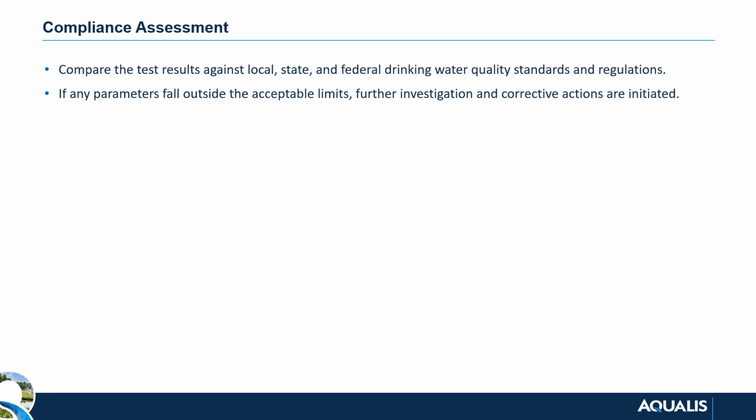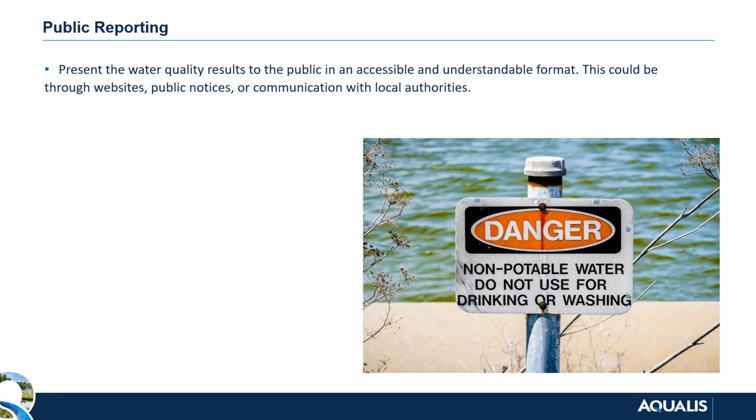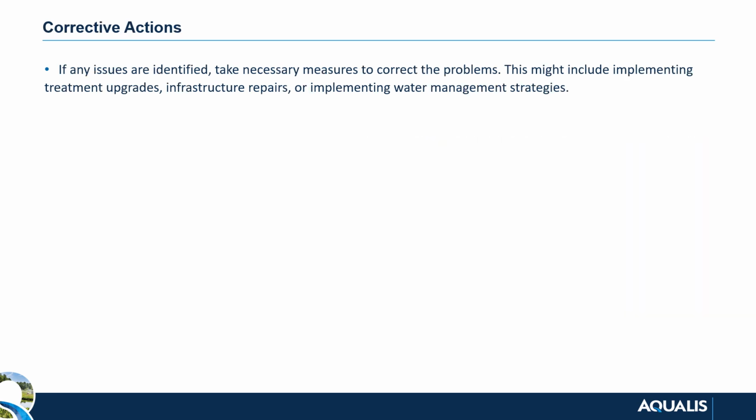Compliance assessment. Compare the test results against local, state, and federal drinking water quality standards and regulations. If any parameters fall outside the acceptable limits, further investigation and corrective action are initiated. Public reporting. Present the water quality results to the public in an accessible and understandable format. This could be through websites, public notices, or communication with local authorities.